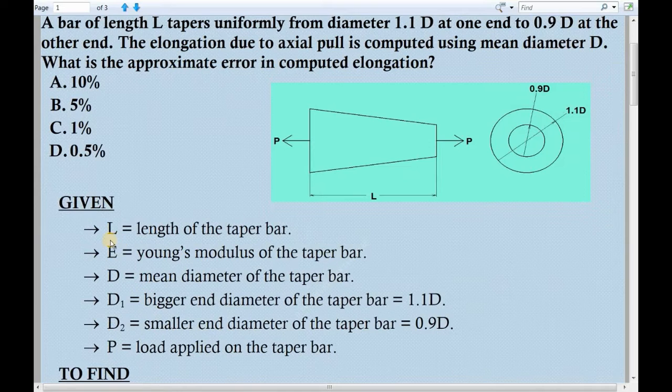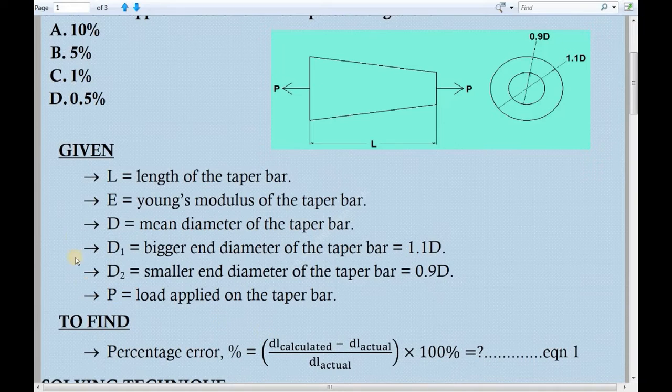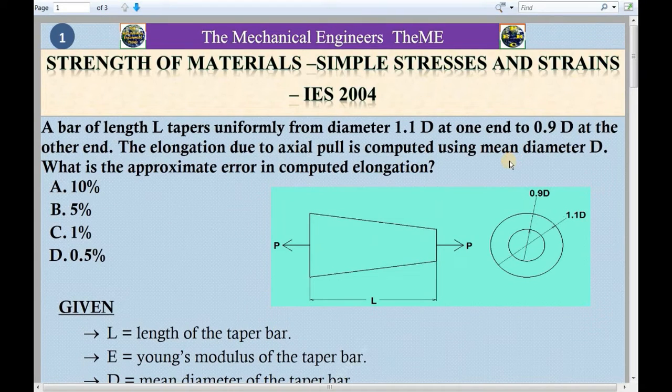Now I will list out the given conditions from the question. L is the length of the tapered bar. E is the Young's modulus of the tapered bar. D is the mean diameter of the tapered bar. D1 is the bigger end diameter of the tapered bar, which is 1.1 D. D2 is the smaller end diameter of the tapered bar, which is 0.9 D. And P is the load applied on the tapered bar. So these are the 6 given conditions from the question. By using these 6 conditions, we are going to find the percentage error in the elongation value obtained from the mean diameter of the tapered bar.